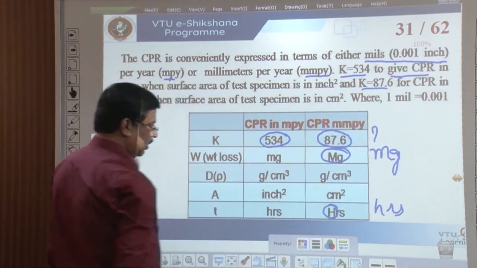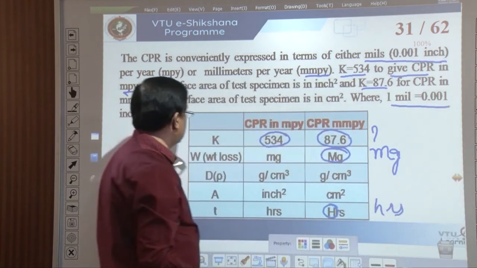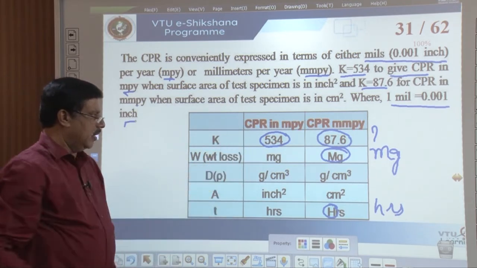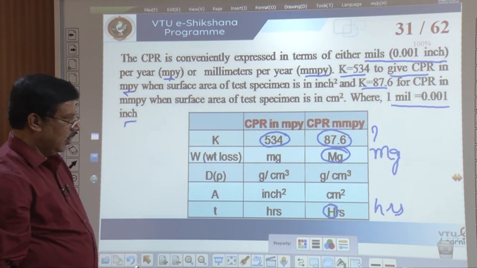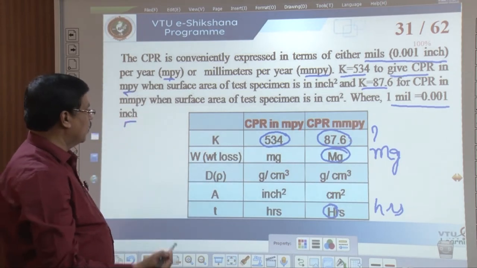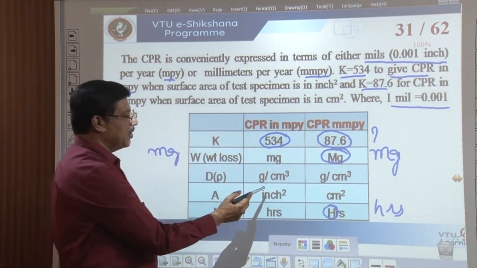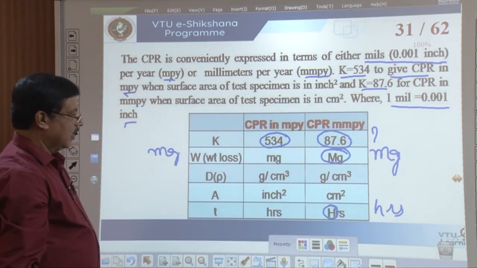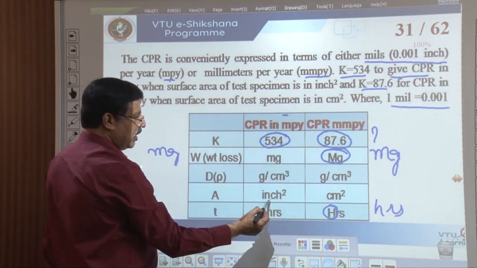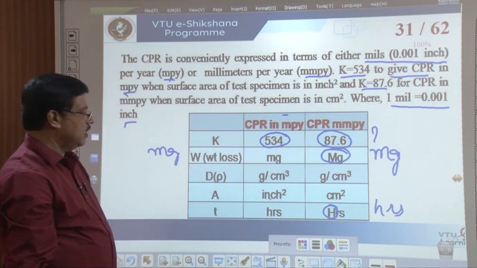Whereas when the surface area of the test specimen is in inches, where 1 mil is equal to 0.001 inch, that is the general one. So K for CPR in mils per year is the constant 534, and when it is millimeter per year, 87.6. Weight loss is in milligram in both cases. Density rho is in gram per centimeter cube. A is in inch squared for mils per year, and centimeter squared for millimeter per year.